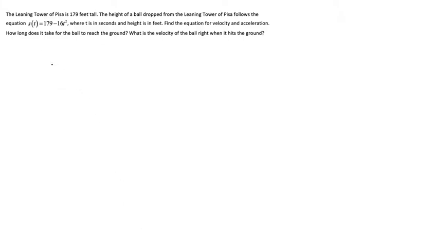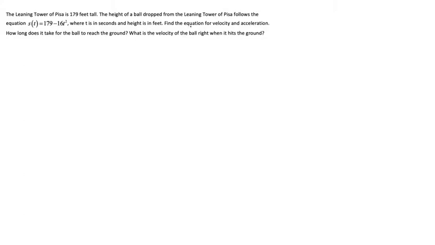The Leaning Tower of Pisa is approximately 179 feet tall. The height of the ball dropped from the Leaning Tower of Pisa follows the equation S of t equals 179 minus 16t squared. Imagine you're standing on the top of the tower and you drop a ball. The height of the ball is given by this position equation, where t is in seconds and height is in feet.